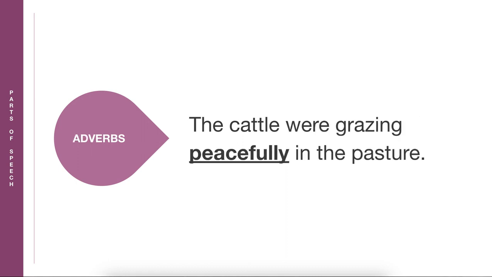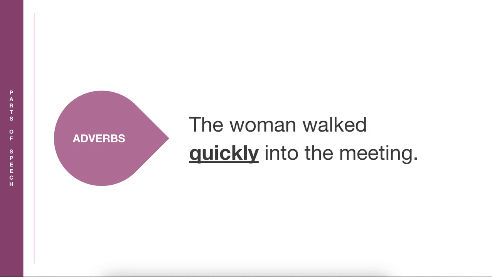Next up, though, let's look at some adverbs. In our sentence here, we have the cattle were grazing peacefully in the pasture. You'll notice that peacefully describes how they were grazing. So in other words, we have a word that describes a verb. If we have a word that describes a verb or how something is happening, that is an adverb. Here's another example. The woman walked quickly into the meeting. Quickly describes how the verb is happening, how the walking is happening, therefore it's an adverb.